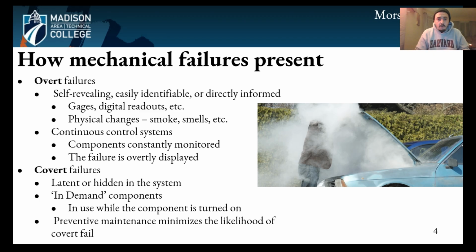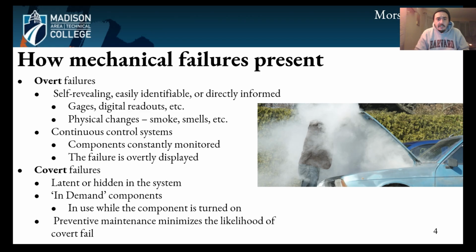So continuous control systems are things that are operated continuously. They have components that are constantly monitored. In your car when you have it running, your temperature and your pressure inside the car are monitored at certain locations, typically corresponding to components that are important. This failure is immediately displayed to you, and this makes it an overt failure. If your engine overheats, your temperature gauge tells you that.